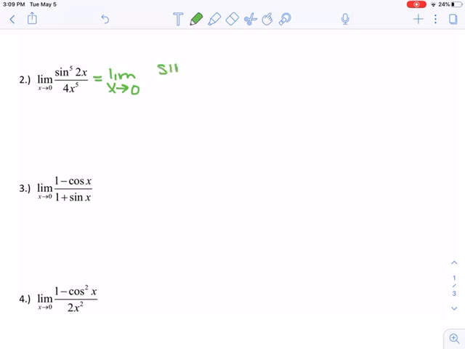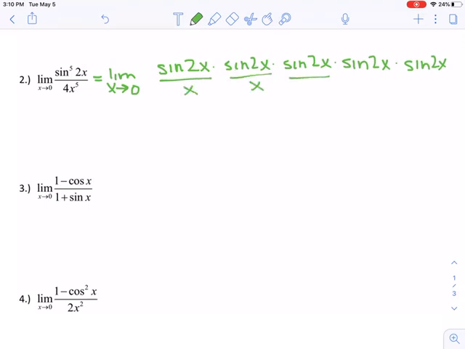2x's being multiplied together. So there's 1, 2, 3, 4, and 5. In the denominator, I've got the 5 x's, so I'm going to go ahead and put those all in. But I also have a 4, so I'm going to break up that 4 as a 2 and a 2.